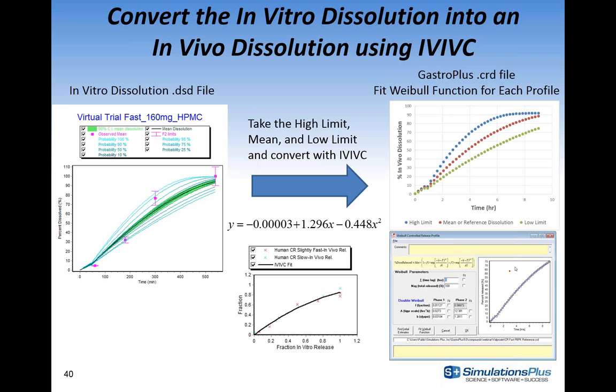Then once I imported the in vitro dissolution rate and converted it to the in vivo dissolution rate, I used a Weibull function to fit these dissolution rates, and then just simply used a Weibull function to describe the release within GastroPlus to define the PK profiles using the mechanistic absorption model.